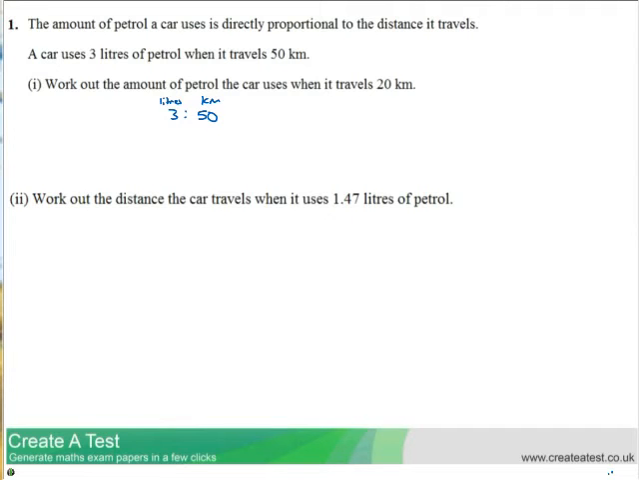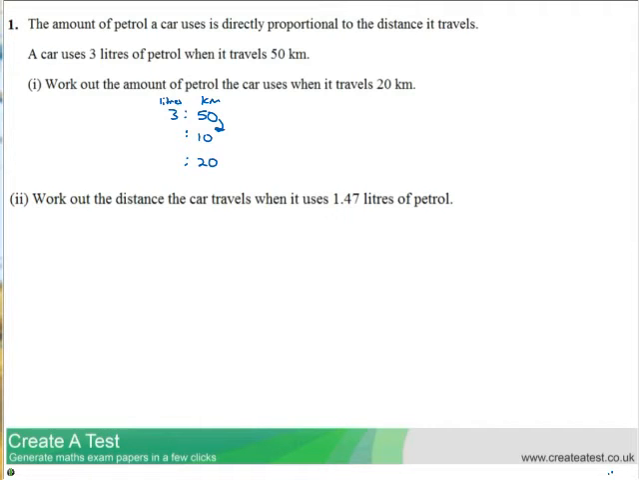And what we're going to do first of all is work out how many litres I would need of petrol to go 10 kilometres. Now why have I picked 10? Well, if you think about it, eventually I've got to get to 20 kilometres, and the operation to get from 50 to 10 is very simple. How do I get from 50 to 10?